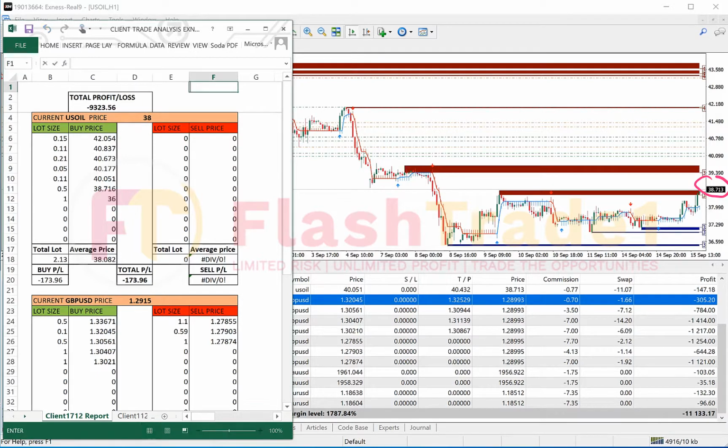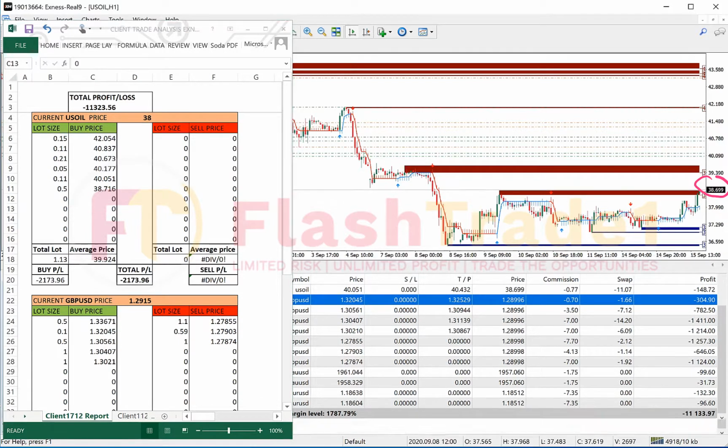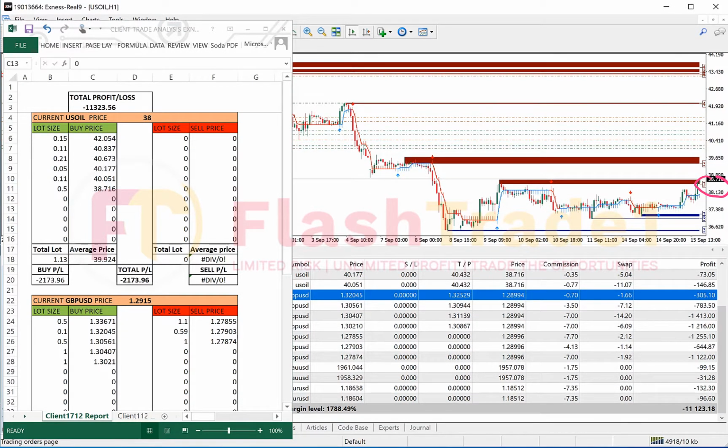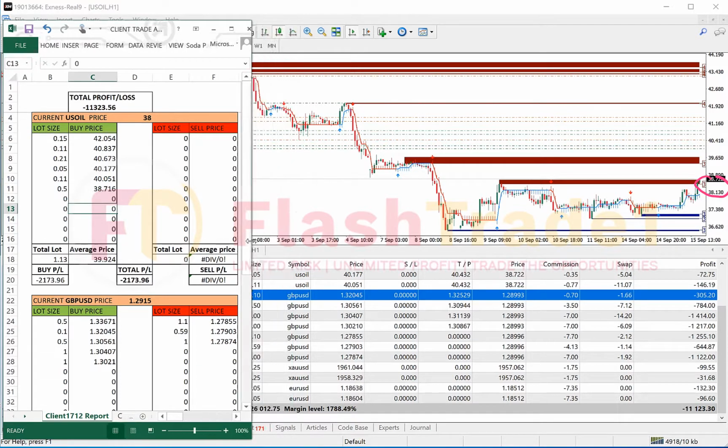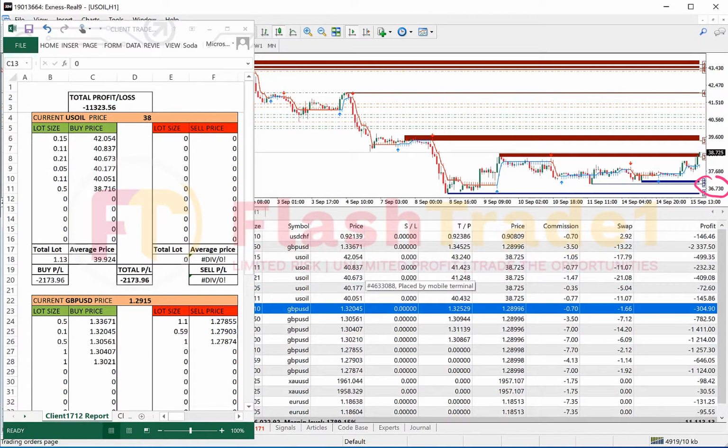His current loss is $11,000 across all the open positions you can see in the live trading here, and these are his US oil positions on which he is making a loss. You can see all of his US oil positions here, and we took all these positions and calculated how much loss is currently going on on the buy side: a $2,000 loss on US oil only.